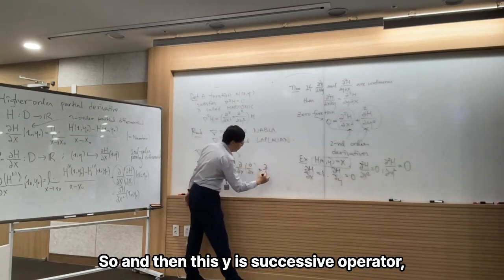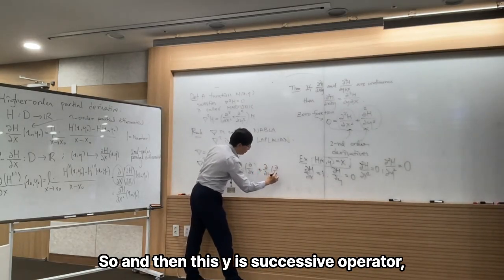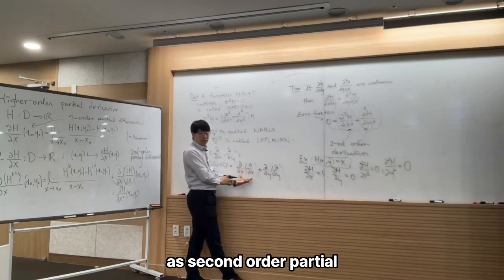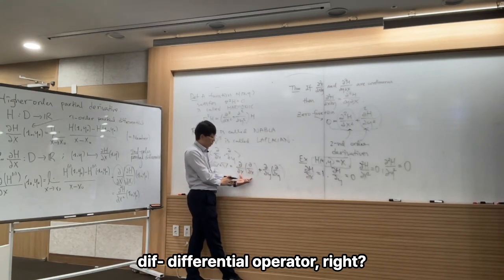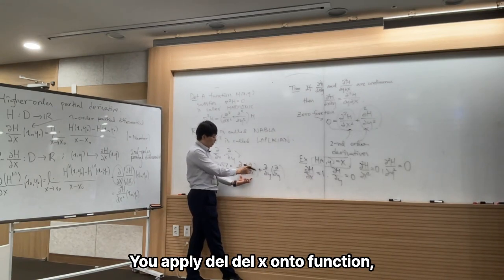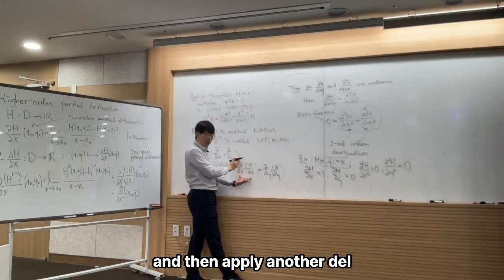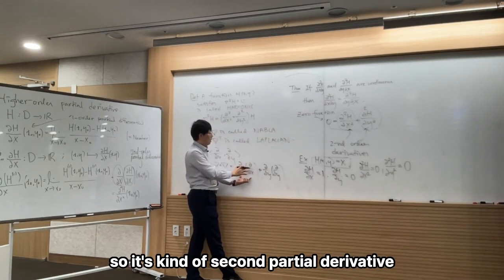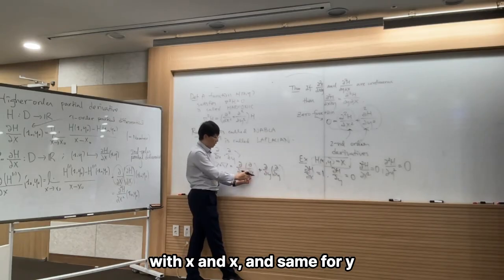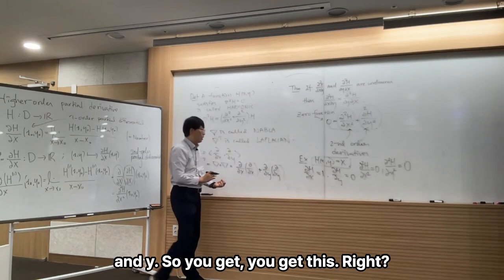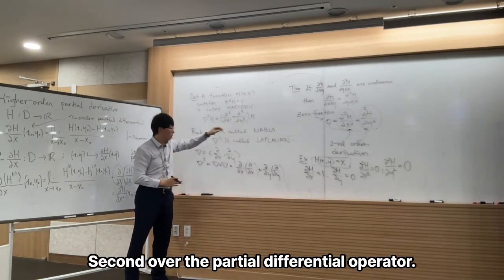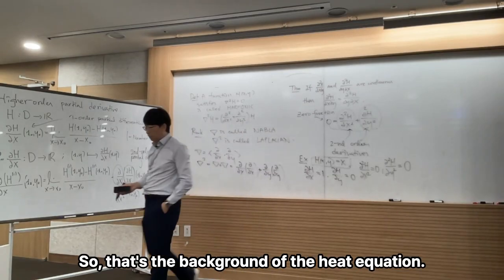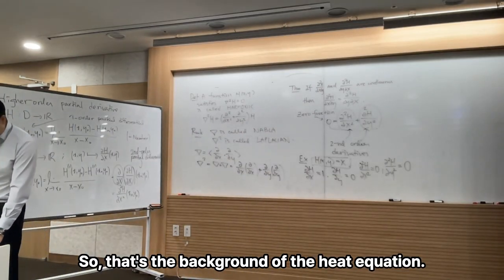So when you apply this, it's the same thing as a second order partial differential operator, right? You apply del x onto a function and then apply another del x partial derivative onto that function again. So it's a second partial derivative with x, and same for y and y. So you get this, right? A second order partial differential operator. All right, so that's the background of the heat equation.